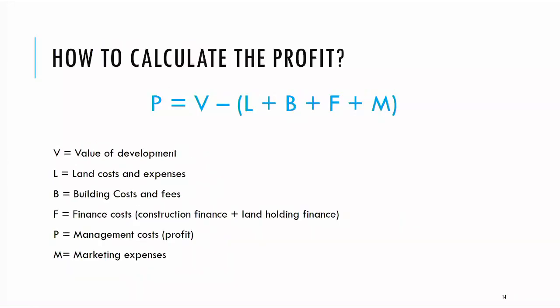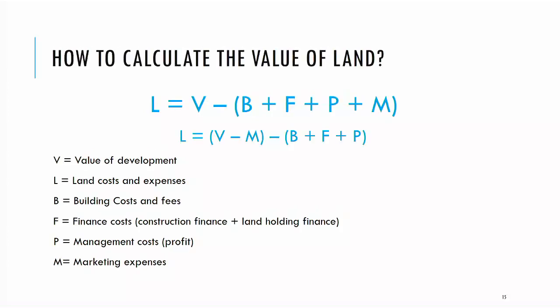Then how to calculate the profit? Similarly, if you don't know the profit, twist the formula around and you still can find it. Profit equals value, and then subtract land value, building value, finance, and marketing. And then if you want to calculate the land value, again, you can calculate the full value and subtract building value, finance, profit, and marketing. Then you get the land value.